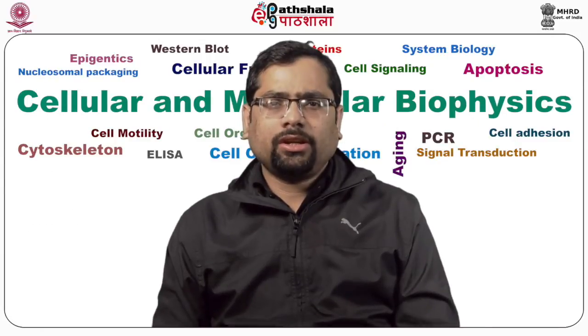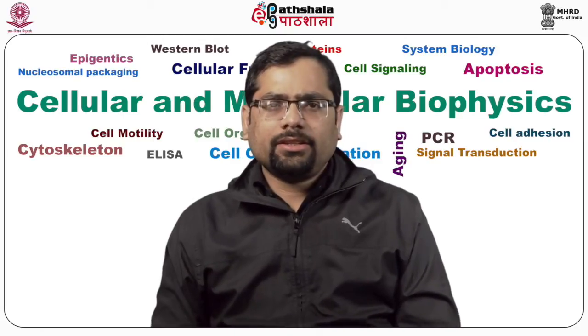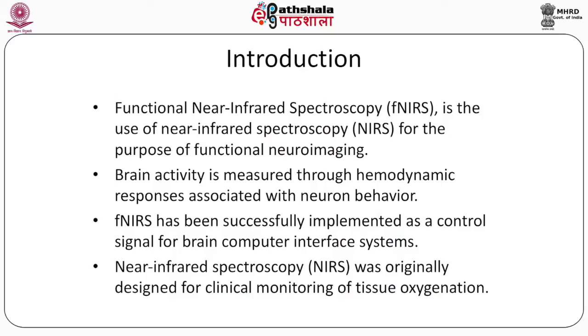So, first let us introduce the topic, that is FNIRS. What is FNIRS? It is functional near infrared spectroscopy. It is the use of near infrared spectroscopy. Remember, this is not infrared spectroscopy, we call it near infrared spectroscopy, for the purpose of functional neuroimaging. There are various techniques of functional neuroimaging that are available today for imaging of various parts of the body. This FNIRS is one of the most used functional neuroimaging techniques.